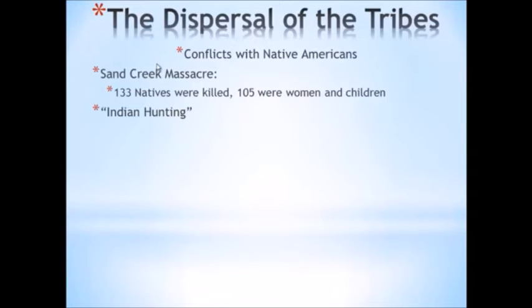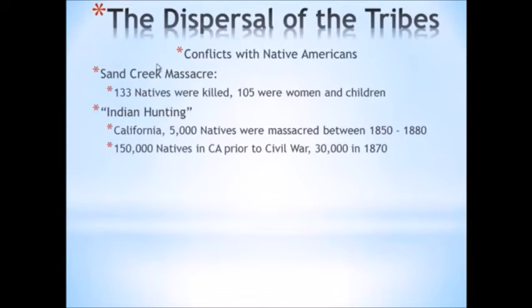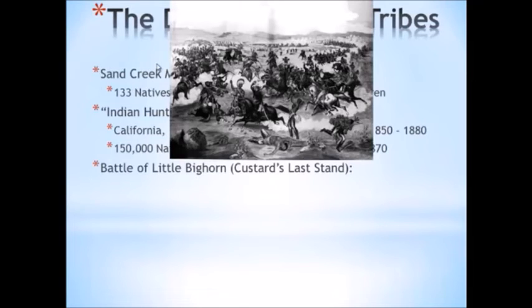In California, there was this unofficial policy known as Indian hunting, in which many people were encouraged to kill Native Americans, and 5,000 of them were killed between 1850 and 1880. And we'll see in California between the Civil War and 1870, the population of Native Americans decreases from 150,000 to 30,000. Now, that wasn't all done by killing. Some of it was done by diseases, and some of it was done by Native Americans leaving. But you do see a drastic reduction, sadly, in Native Americans in California.